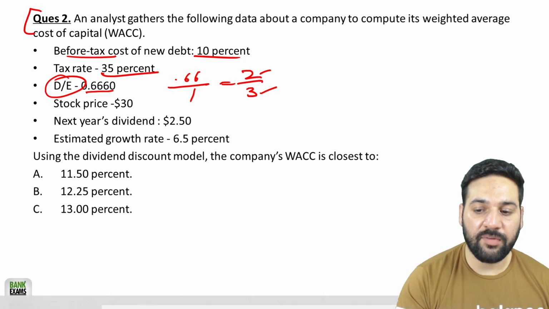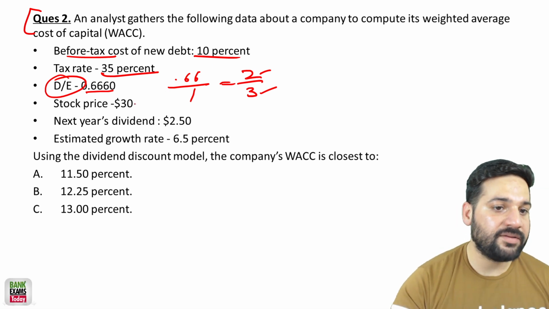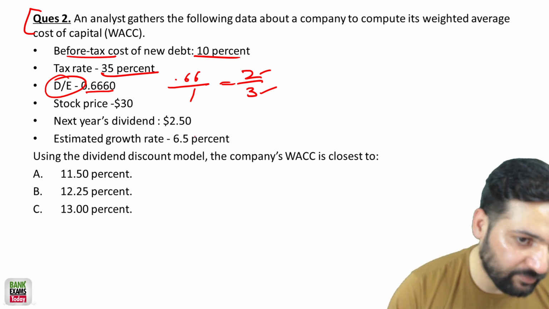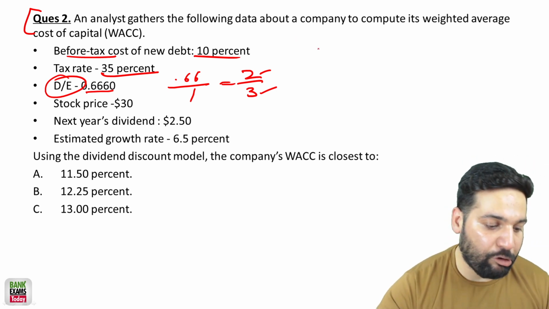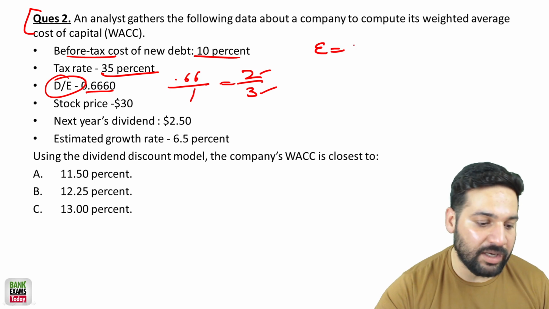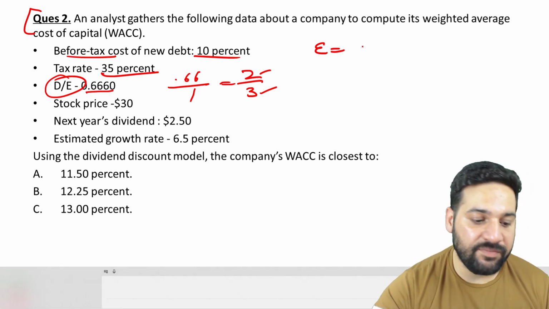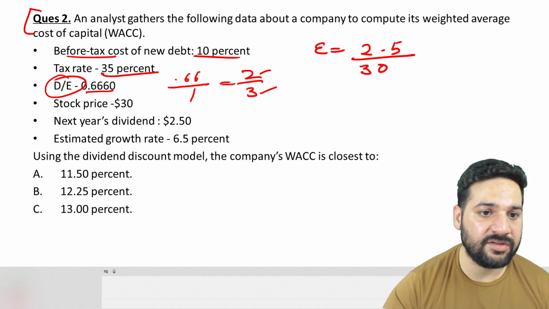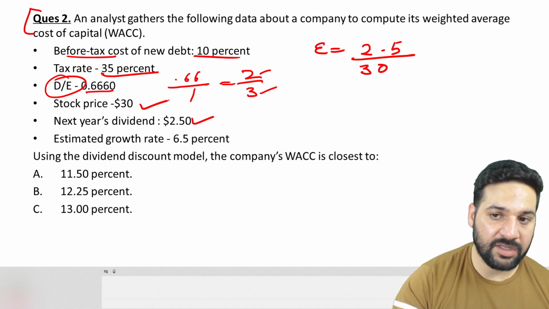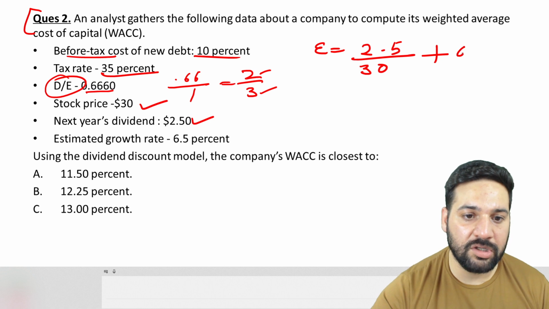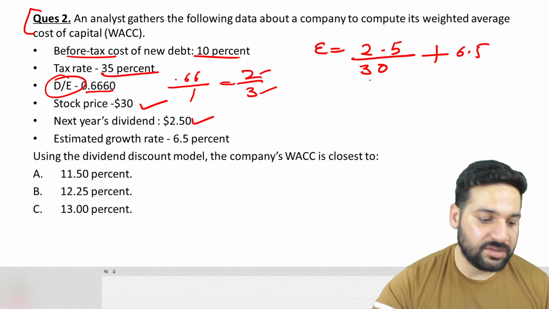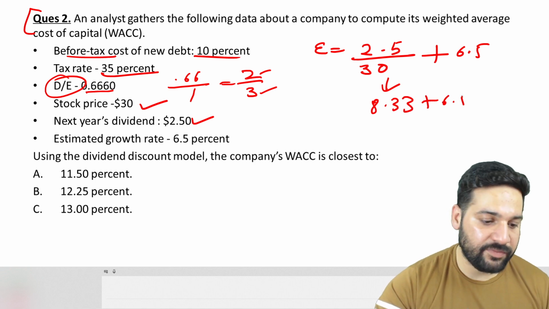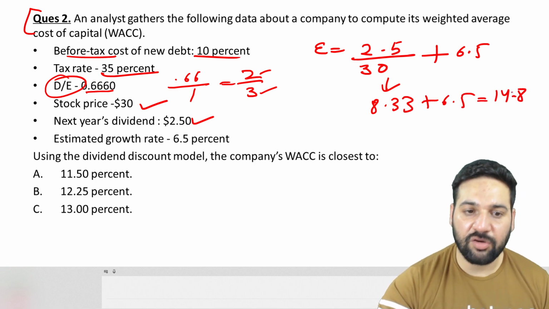So let's move forward. Stock price is $30. Next year dividend is $2.5. Estimated growth rate is 6.5%. First of all, calculate the cost of equity. To calculate the cost of equity, the dividend divided by the share price, plus the growth. The dividend is $2.5, share price is 30, so that simply comes to 8.33. Plus 6.5, you get 14.8 as the cost of equity.